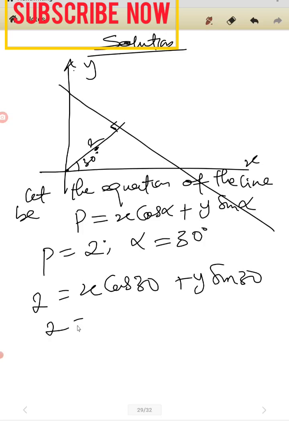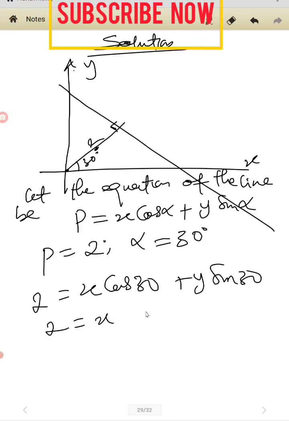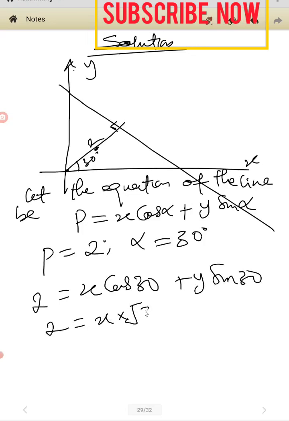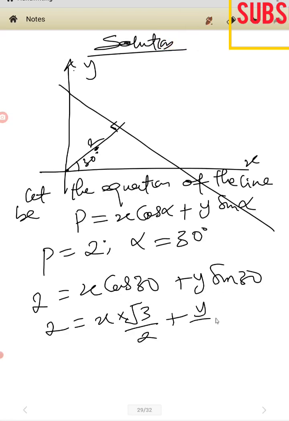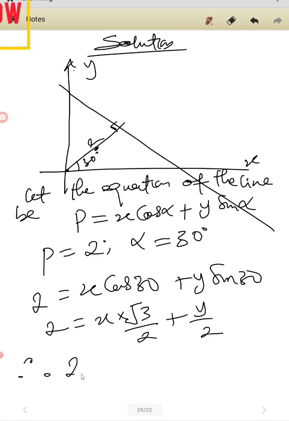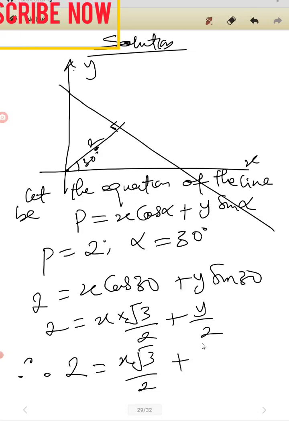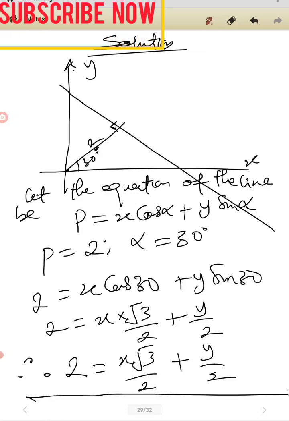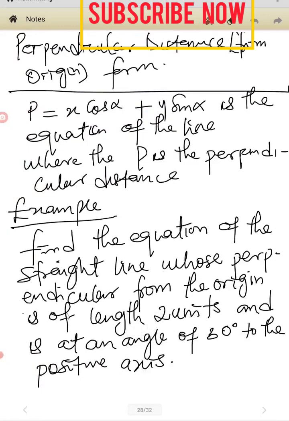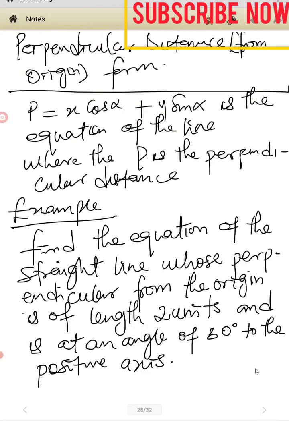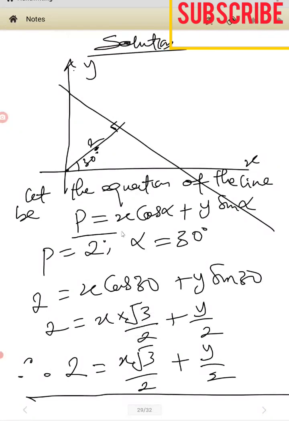So making 2 onto x, what is cos 30? Cos 30 is root 3 over 2, plus what is sin 30? Sin 30 is half, that is 1 over 2. So therefore the real equation will be 2 is equal to x root 3 over 2 plus y over 2. This is just the real equation. This is how to find it in case you are given the perpendicular distance from the origin. So you just have to apply this formula.